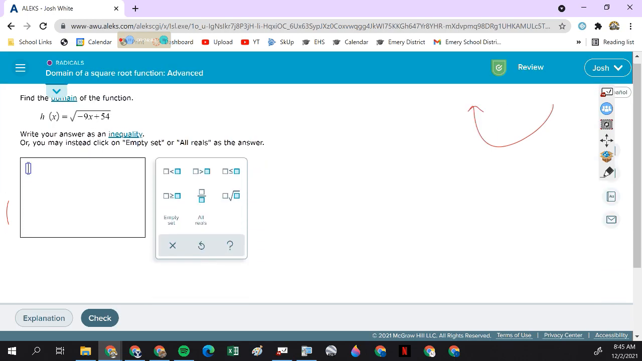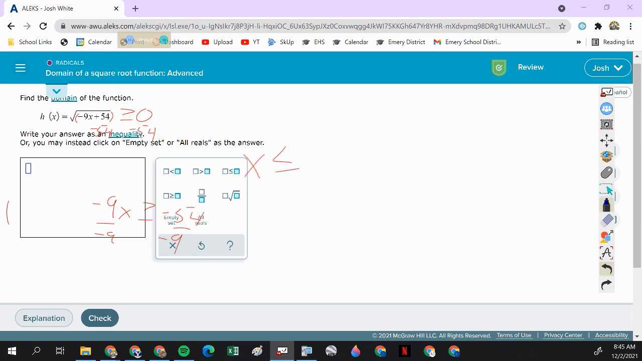Okay. What is the domain of this? Well, all we have to do is set the inside greater than or equal to 0. We subtract 54. Negative 9x is greater than or equal to negative 54. Divided by negative 9, and I get x is less than or equal to 6. So what numbers are you allowed to plug in? Anything from 6 down. Anything above 6 will create a negative number.